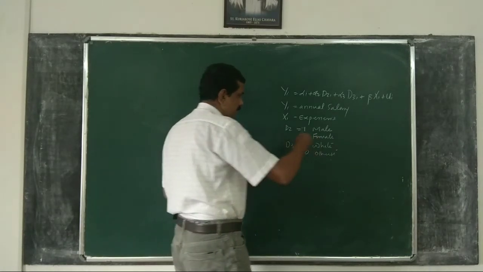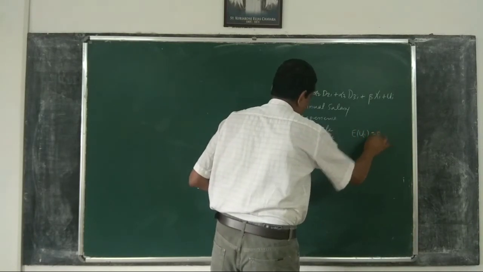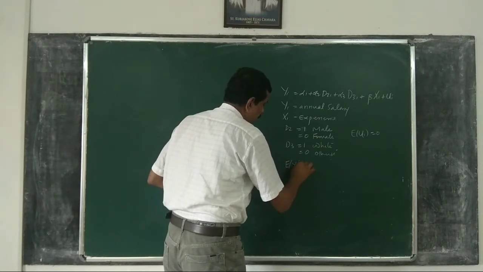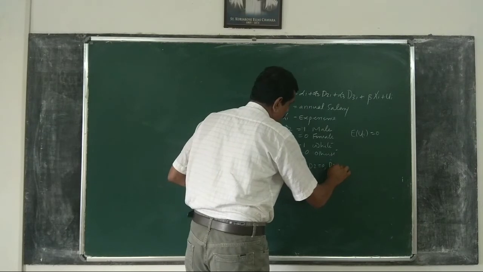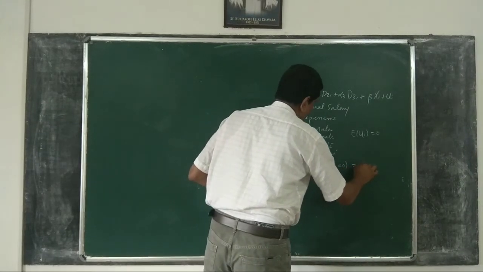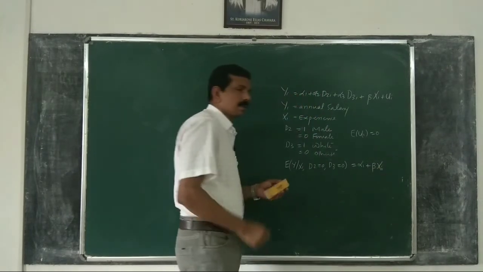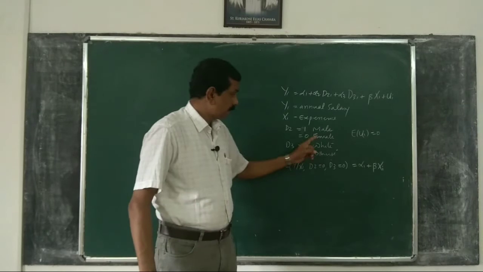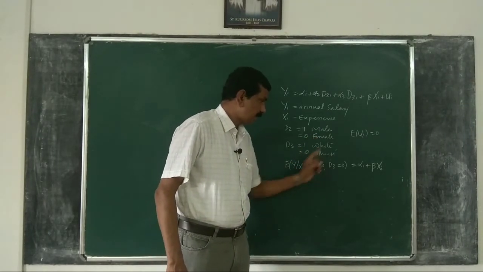So, assuming that all the assumptions are satisfied and also that expected ui is equal to 0, expected Y given Xi, D2 equal to 0, D3 equal to 0 is equal to alpha 1 plus beta Xi. This is the mean salary of a female black person.